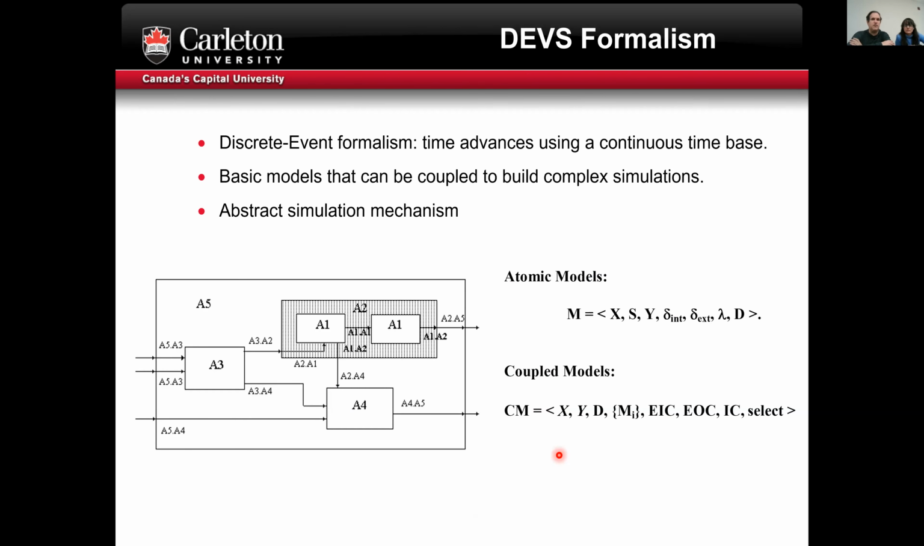A very quick definition of DEVS. It would take us two seminars to explain what DEVS is, but it's a discrete event formalism in which you describe what the model does using two types of models. Atomic models describe behavior and coupled models define structure. An atomic model is a black box model; A1 and A4 are examples of that. Coupled models are white box models; A5 or A2 are examples of that.